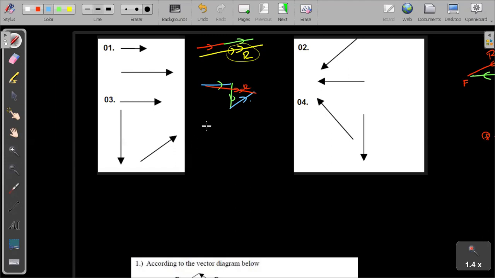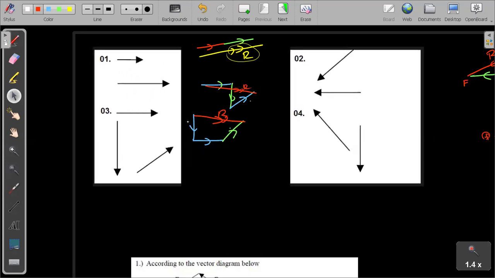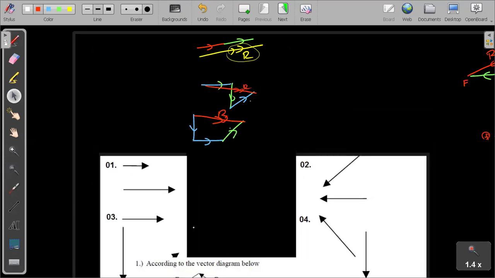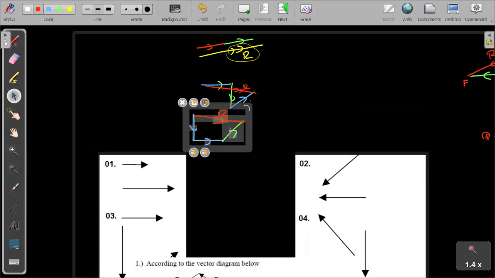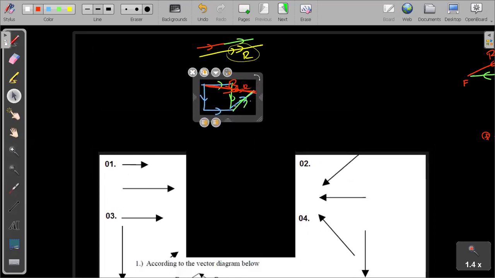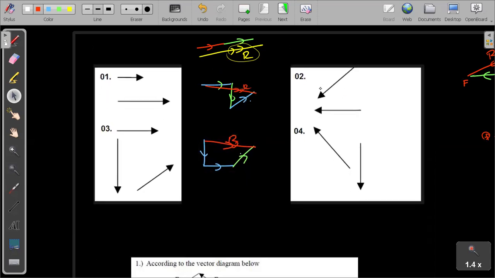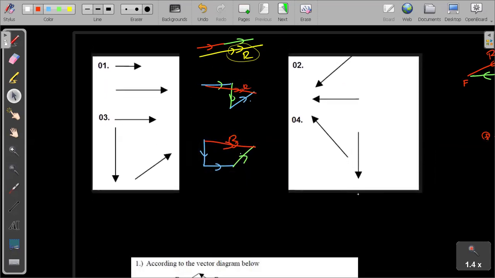Let me construct it in another order. I'll start with the downward one, then the horizontal one, and finally the slanted one. Now you will see the resultant vector is there. Let me show you one thing. Aren't those two things the same? There is no difference. It is the same vector.